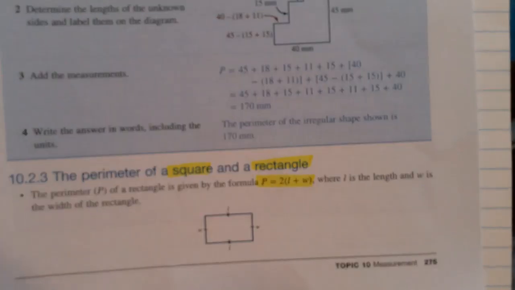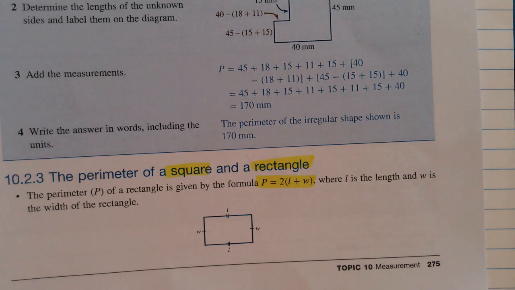Okay, we have special formulas for the perimeter of squares and rectangles. So our formula is we add the length and the width and we multiply it by 2. So copy down what you need to from here, particularly the diagram and the formula.